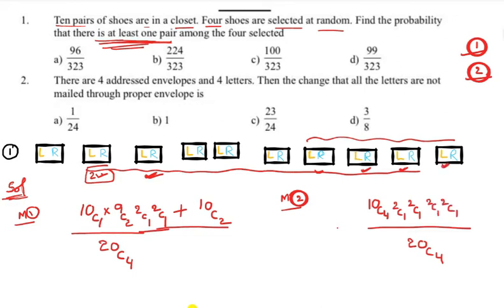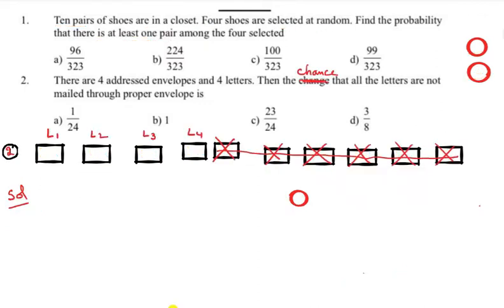You can observe here, this is the probability that there is no pair. For this, the complement is at least one pair. So this is also the answer. You can proceed like this. So observe the second question.